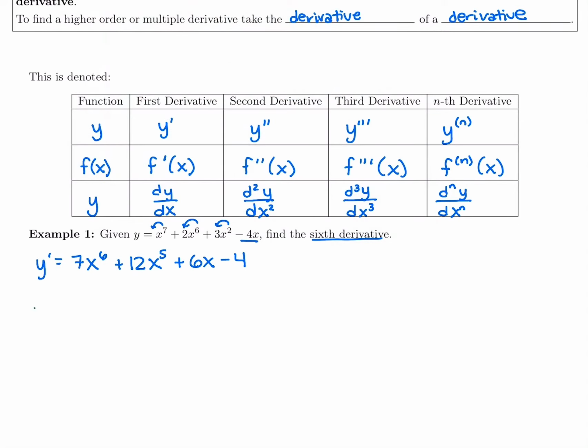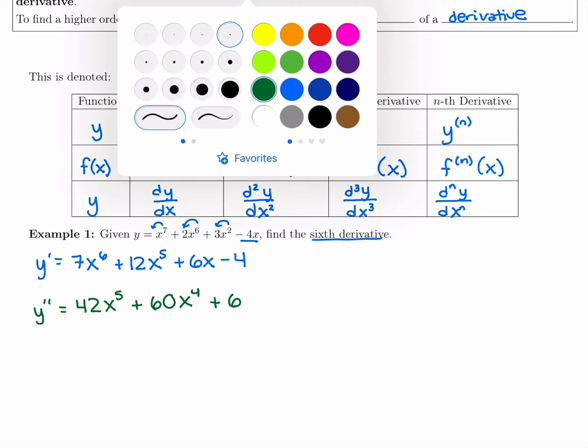Now we're going to find our second derivative. Until we get to the sixth derivative, we're going to keep taking the derivative. So bring down the power again. 7 times 6 is 42x to the 5th. Bring down the power. 12 times 5 is 60x to the 4th. Derivative of 6x is 6. Derivative of negative 4 is 0, it's a constant. So there's our first derivative, our second derivative.